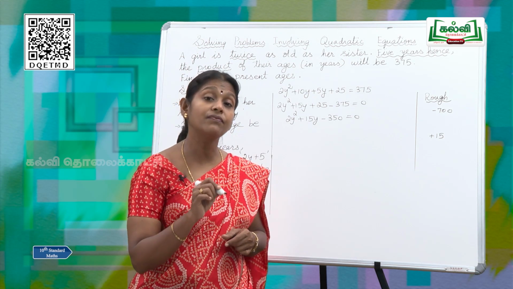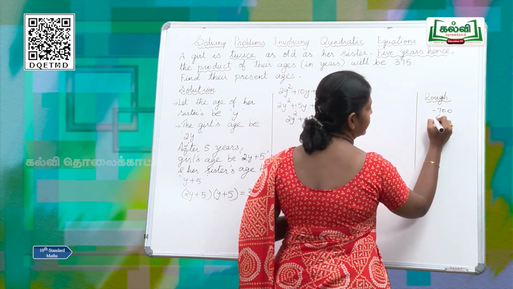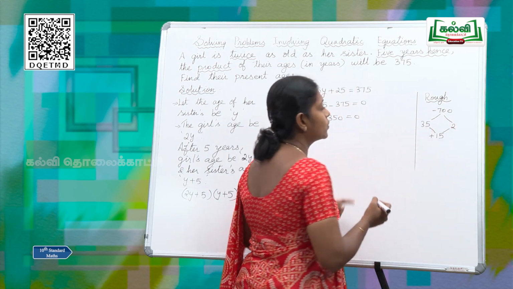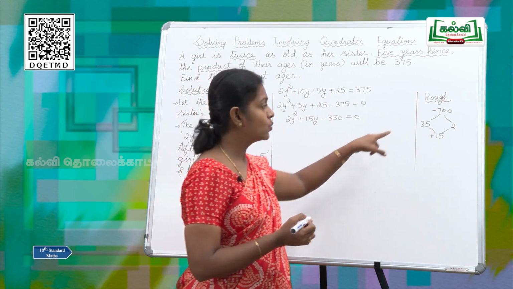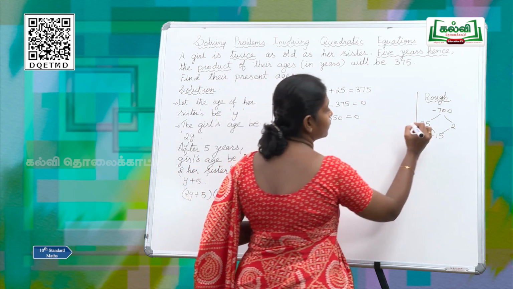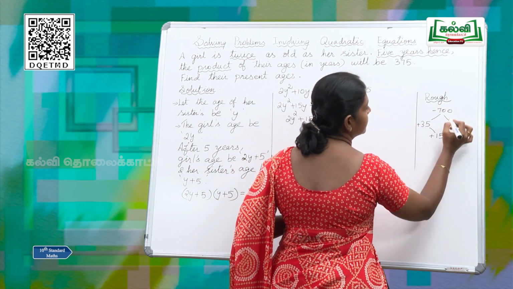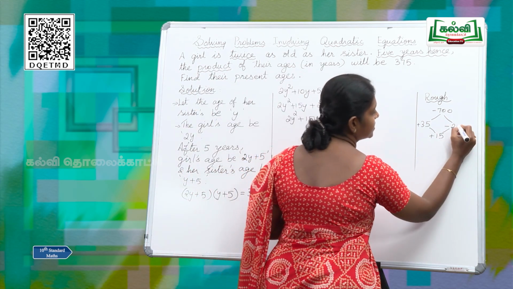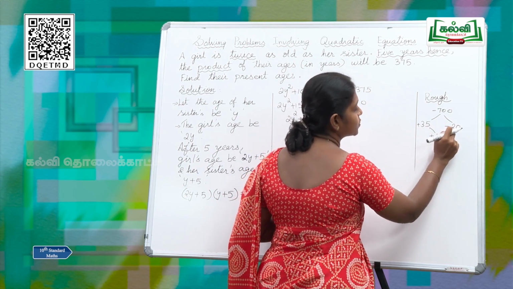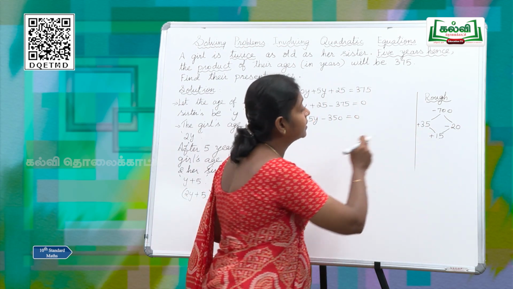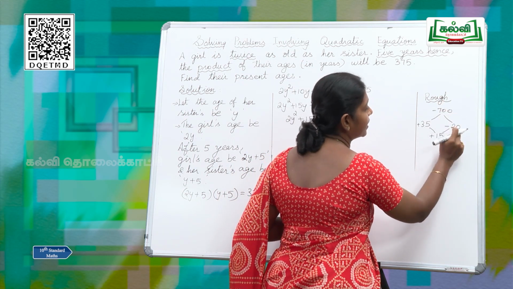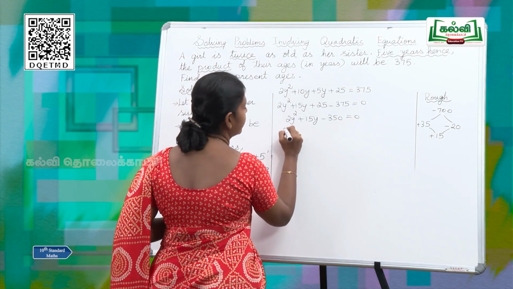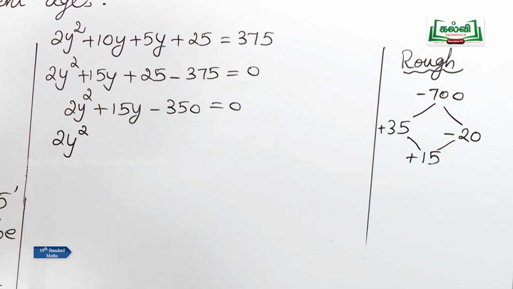That means 35 into 20. Shall we? Yes. So, the first term is 35, the next term is 20. Among this 35 and 20, which is the negative one? Of course, 35 is plus, 20 is minus. Just multiply and see. 35 minus 20 is what? Plus 15. 35 into minus 20 is what? Minus 700.